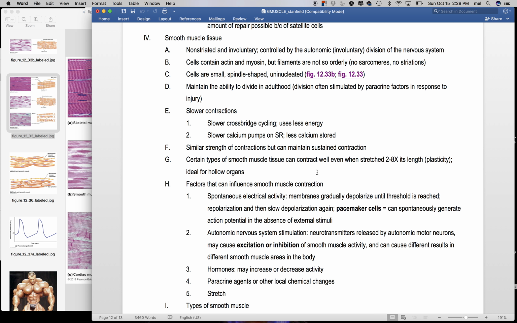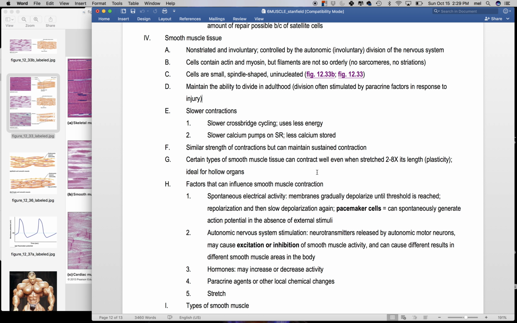And most smooth muscle actually has the ability to divide even into adulthood. So, for instance, you could have abdominal surgery and they could slice into your stomach or an intestine, and the smooth muscle that you damaged has the capacity for regeneration.